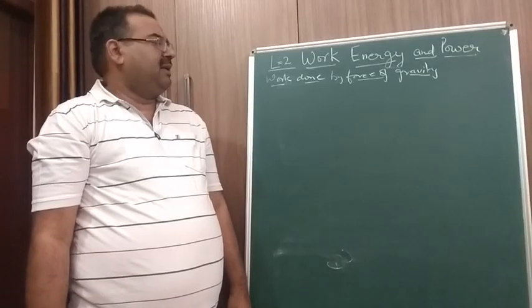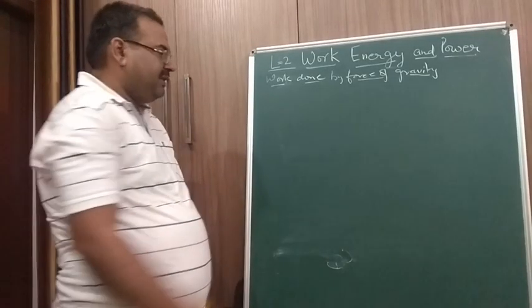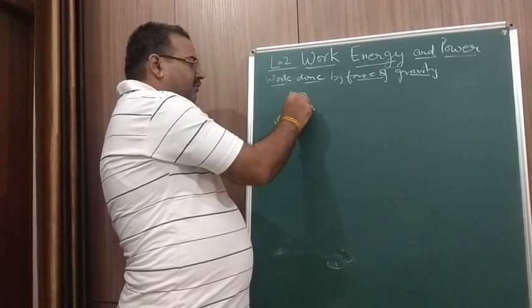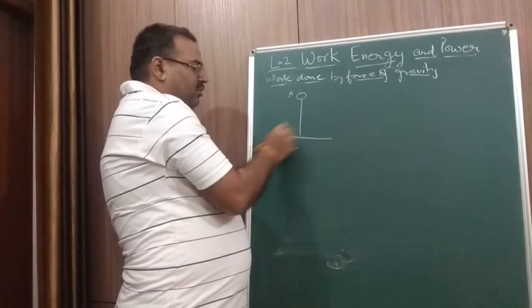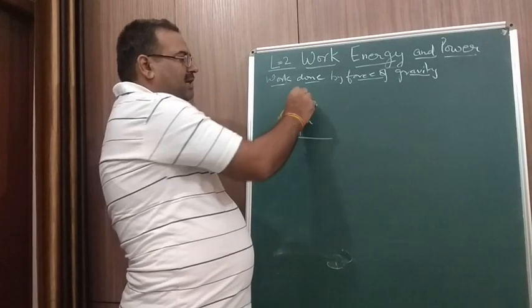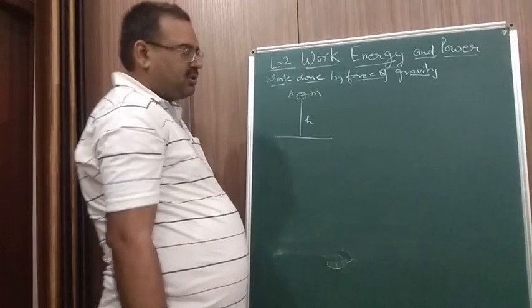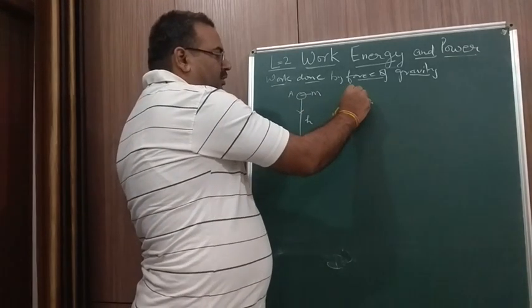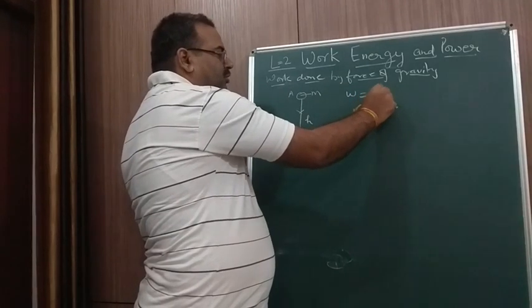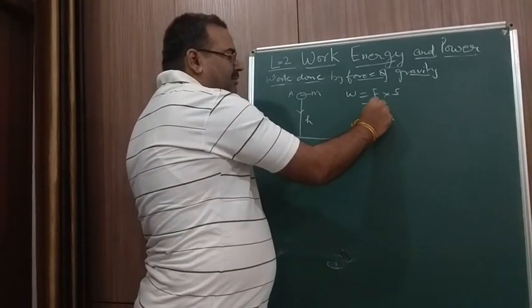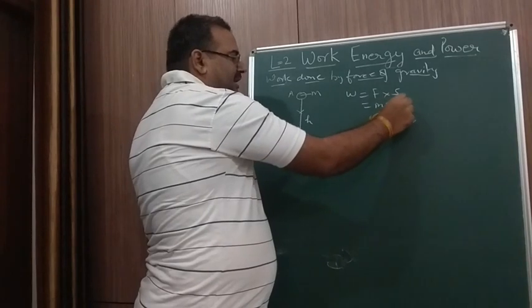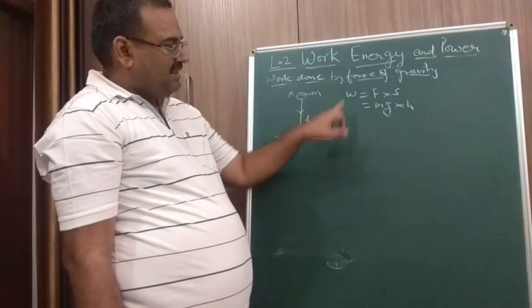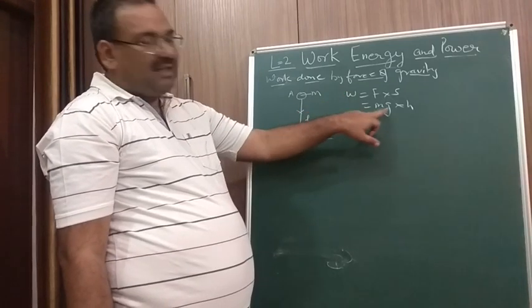Next we have work done by the force of gravity. So we have got an object, a ball. It is falling freely to a distance h. The mass of the ball is m. The force that is acting in the downward direction is weight, and work done W equal to F into S. Force is mg and displacement is h. Work done is equal to mgh. So the work done in the direction of gravity is mgh.